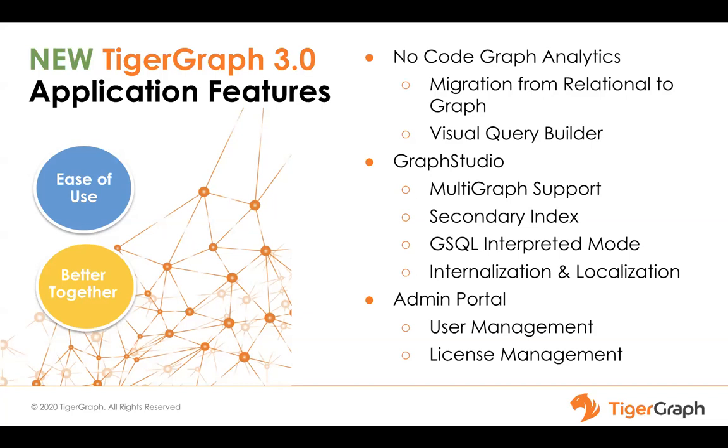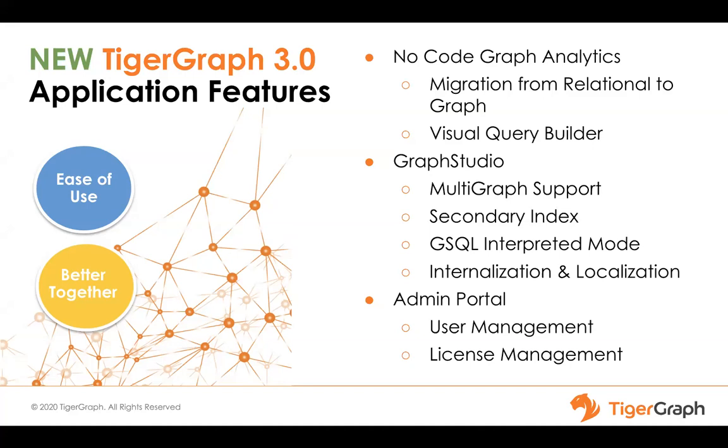And the next part, we also have multiple enhancements in Graph Studio. First of all, we enabled the multi-graph support end-to-end workflow in Graph Studio. We also supported the secondary index. You can enable secondary index through Graph Studio. And the third part is we started to support GSQL interpret mode in 3.0. And this feature was already in the 2.4 release. And now we're going to start supporting it in Graph Studio.